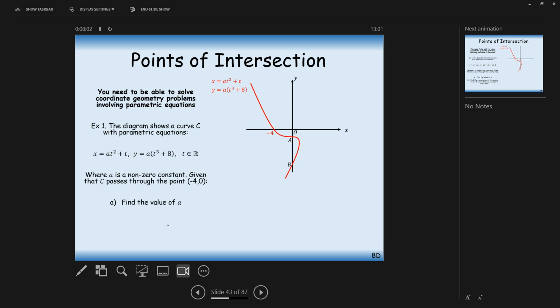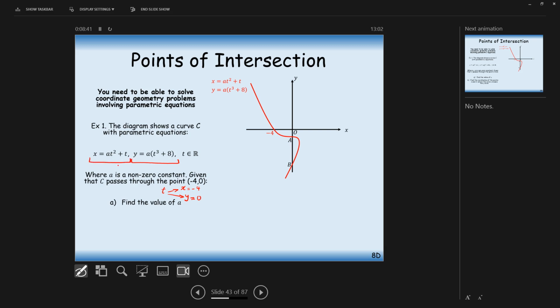So -4 stands for the value of x, and at that point, the value of t that gives us x equal to -4 will give us a y value of 0. So the x value is -4 rather than 4, and this same value of t will give us y equals 0. So we look at the two equations here.